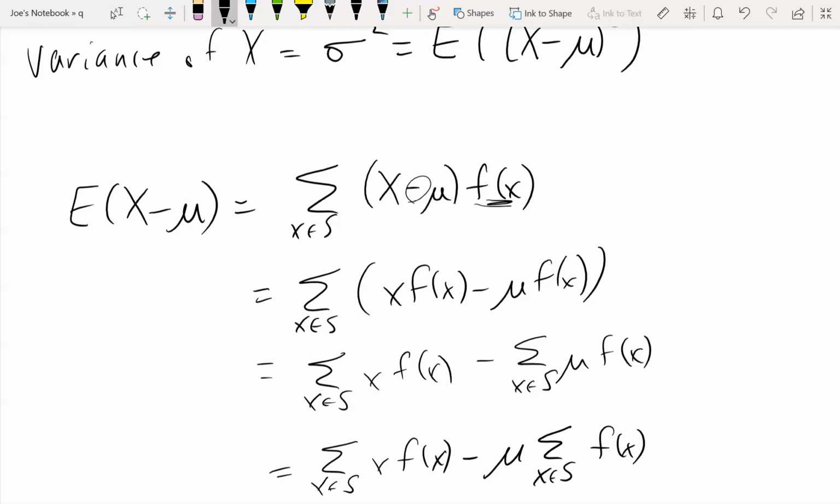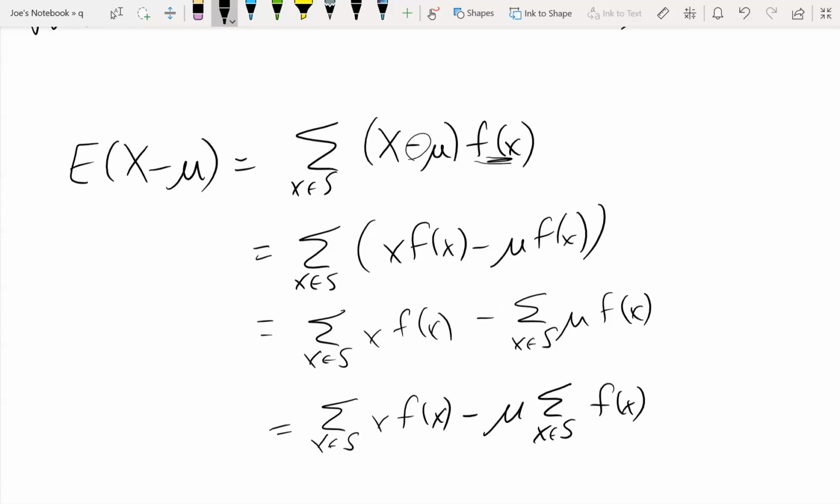Right? We agree? Okay, now look at these pieces. First, let's look at this last one. What's f of x again? The PMF, right? This says take your PMF and add it up over all possibilities. If I take my PMF and add it up over all possibilities, what do you have to get? 1, right? So this last part is just going to be mu.